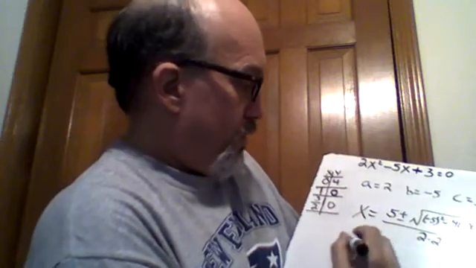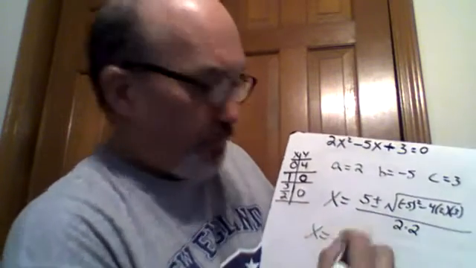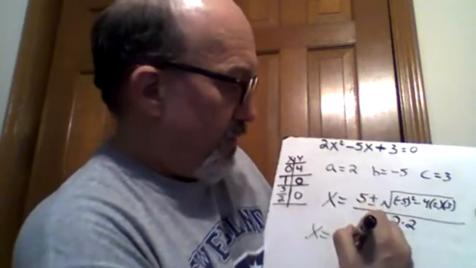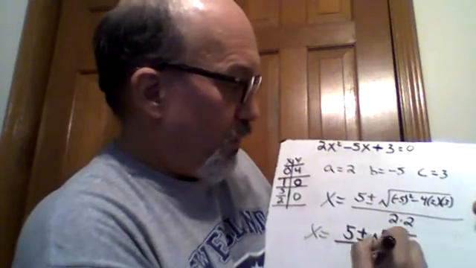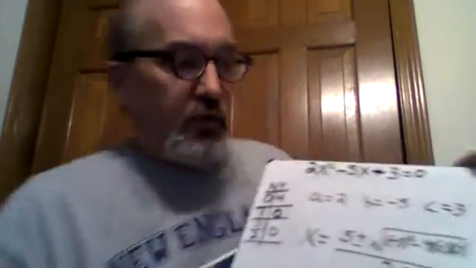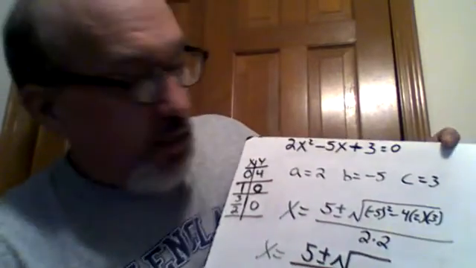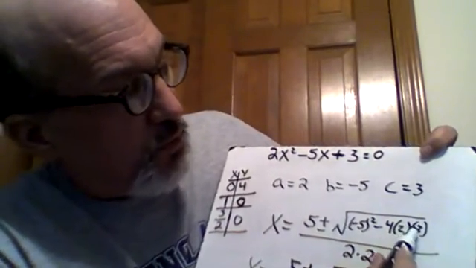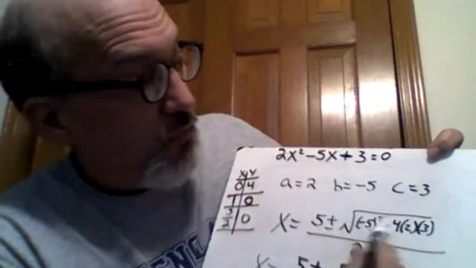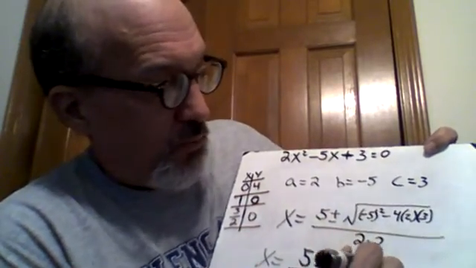Or x equals 5 plus or minus the square root of, all over 4. The 2 times 2 is 4. Now inside that square root sign, we have negative 5 times negative 5, which is 25, minus 4 times 2 times 3, which is 24. 25 minus 24, or simply 1.